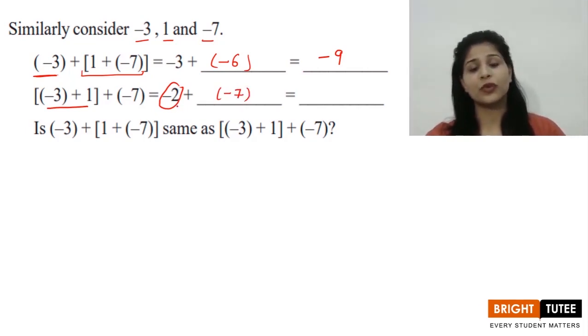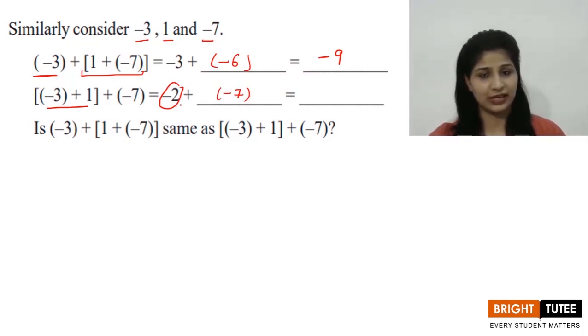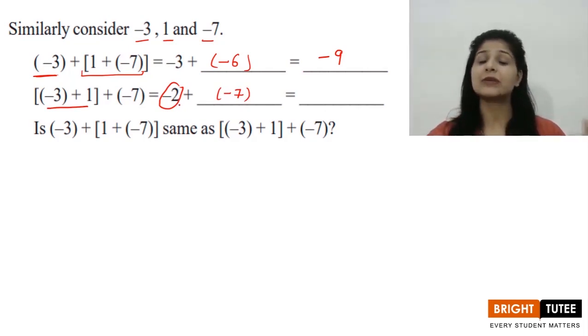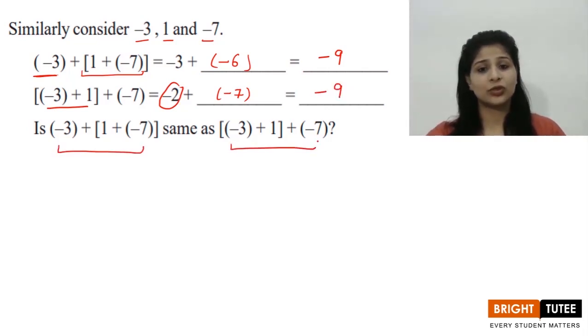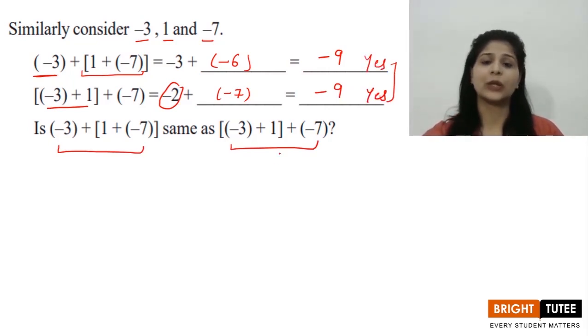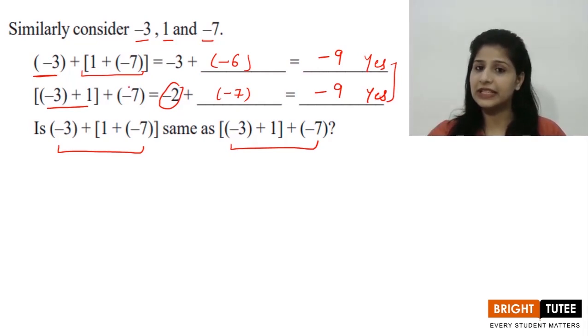First, you will go from 0, 2 steps towards your left side on the number line, and then 7 more steps, you will reach minus 9. So, is this sum equal to this? Yes, we have seen it, they both are equal, which shows the associative property of addition of integers.